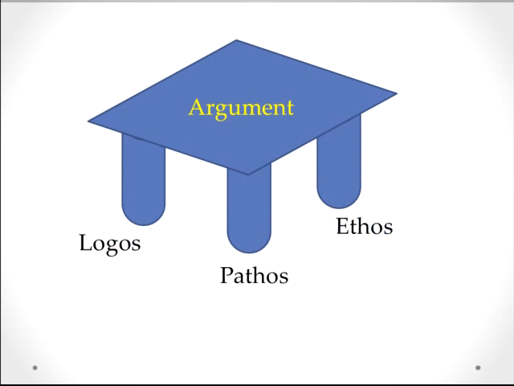In academic writing, an argument is a claim supported by evidence and explanation. As this slide shows, you can think of an argument as a three-legged stool, where the legs are logos, pathos, and ethos. Every argument features these three types of appeals, or evidence and explanation. One might be emphasized more than the others, but all three will be present in some form.